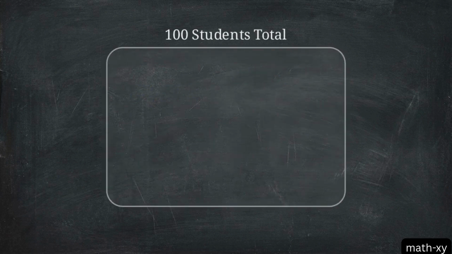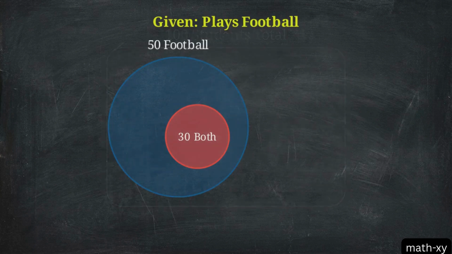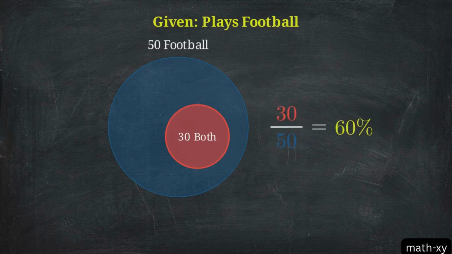Imagine a school with 100 students total. 50 play football, and out of those 50, a subset of 30 play both football and basketball. If you pick a student at random and you already know they play football, what are the odds they also play basketball? By trusting our intuition, we know we can ignore the entire student body and focus solely on those 50 football players. Out of those 50, 30 play both sports. That gives us 30 out of 50, or 60%.